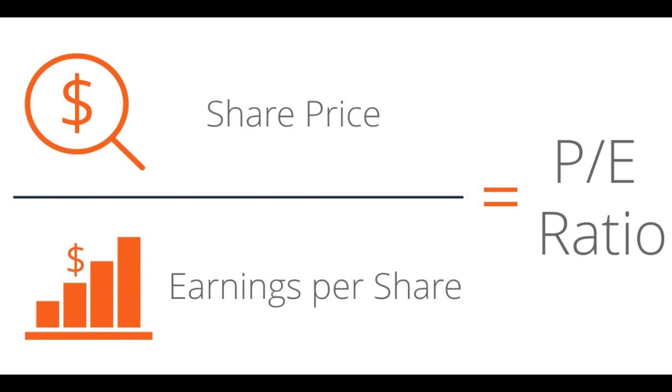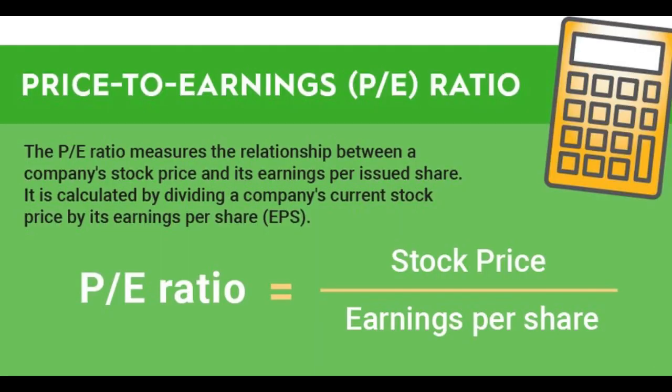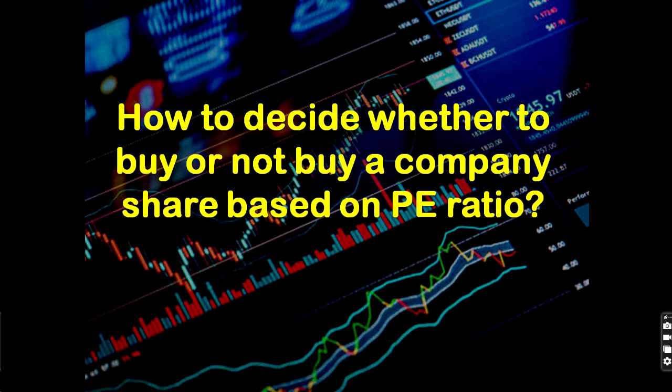P/E ratio. When you look at any stocks, you can see a P/E ratio. P/E ratio means price per earning ratio. P/E ratio is calculated by dividing the market price per share by the company's earnings per share. Market price or share price is nothing but the last traded price. So what does this mean? How to decide to buy or not based on this P/E ratio?